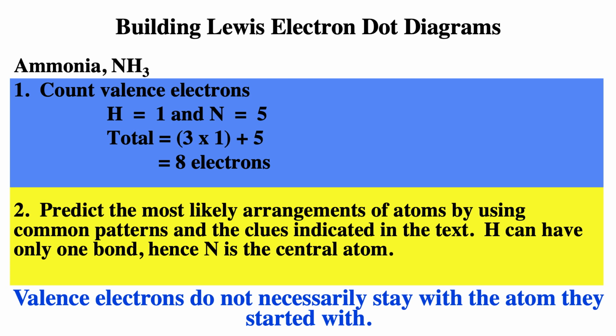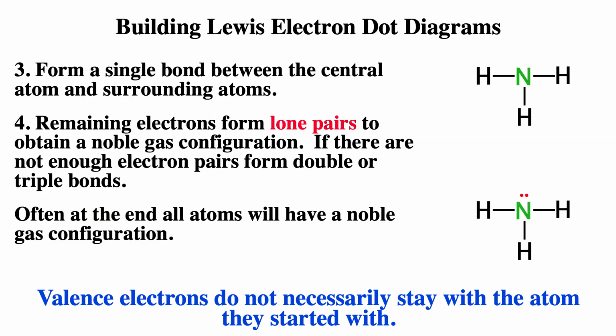And then the second step is to predict an arrangement of the atoms. Now, because hydrogen can only have a single bond, that means nitrogen must be the central atom. And so we can draw it this way. Now we used 2, 4, 6 electrons. We have 8, and so we can end up putting the last 2 on top of the nitrogen. Now the hydrogen sees 2, which for it is the noble gas configuration of helium. The nitrogen sees 2, 4, 6, 8, and so that's also noble gas configuration. And so all 4 of these atoms have noble gas configuration, and so that should be a stable Lewis diagram.